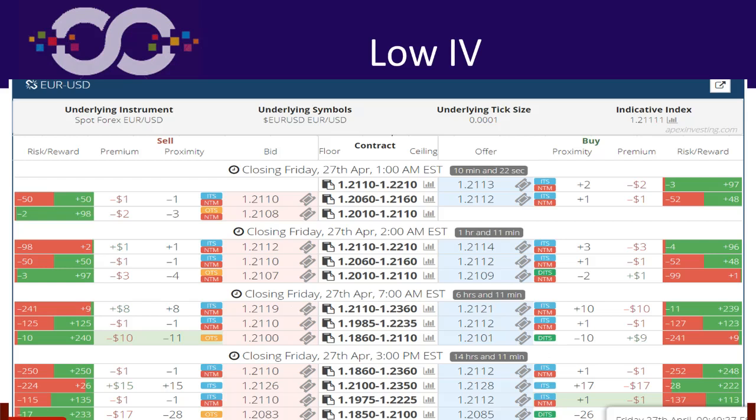Doesn't mean you can't make money on it. You can make plenty and it can be awesome. I'm just saying that the option pricing lets you know, hey, the IV is low. That low proximity, that low premium is that IV being low, especially when you see it across the board on multiple expirations on multiple contracts. Now we can go to the opposite side, so that has high IV.